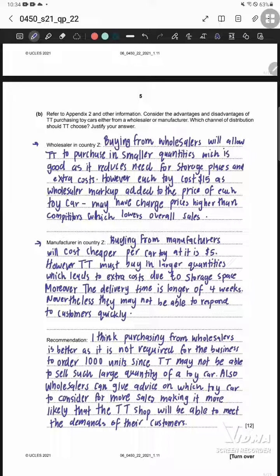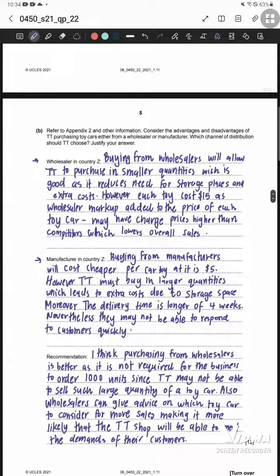So you have a wholesaler and a manufacturer. In your table, unit cost per toy car: when you buy it from a wholesaler, you'll spend 15 per toy car, and from a manufacturer 5. So it's clear that buying from the wholesaler is more expensive. However, the delivery time is quite short. From the wholesaler, it's just a day, but from a manufacturer it is 4 weeks. Minimum quantity that must be ordered for wholesaler is 10 units. However, for the manufacturer it is 1,000 units. Trade credit is 1 month for wholesaler and 3 months for manufacturer.